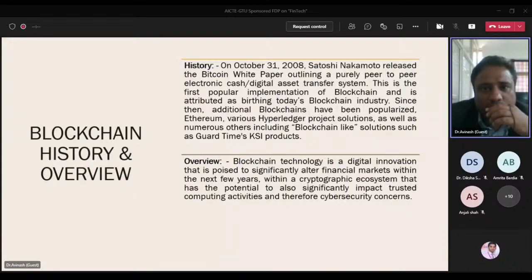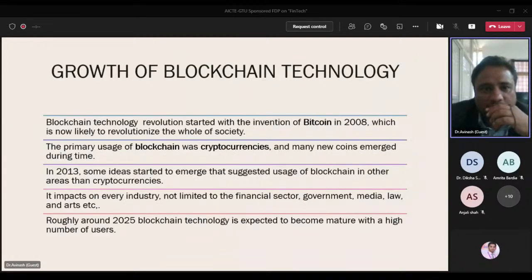to you. This is how the growth of blockchain has happened from 2008 to 2025. So we can see that at the current stage also, blockchain is available to us in the form of cryptocurrencies. Many of us have started working on cryptocurrencies. Even there are many persons having cryptocurrencies in India also.